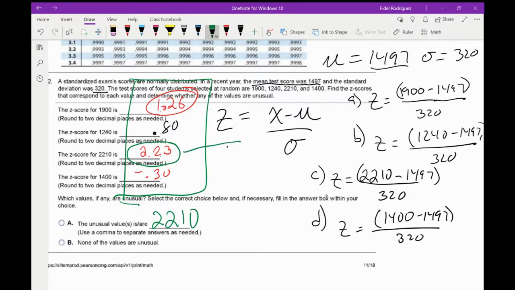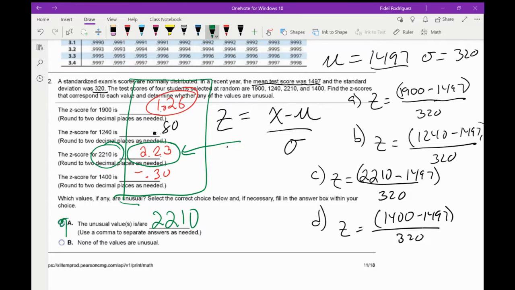And sometimes people say, well, why am I not going to write the 2.23? This z-score is unusual because it came up as a number between 2 and 3. But how did we get that z-score? We got that z-score from using the number 2210. Okay, so that's why we would put that one for part A. So that would be my answer here.